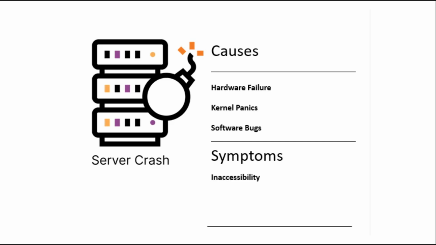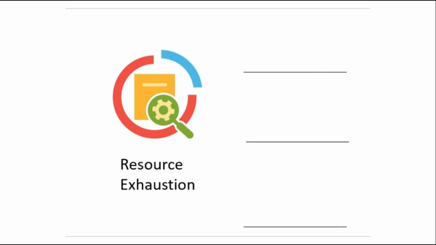Here are some common symptoms of server crash. 1. Inaccessibility. This occurs when users or systems are unable to access critical resources, such as applications, databases, or networks, due to failures or misconfigurations. 2. High downtime. This refers to prolonged periods when a system or service is unavailable, leading to disruptions in operations and potential financial losses. 3. Service disruptions. This occurs when a system or application experiences interruptions that affect its normal operation, potentially impacting users and business processes.